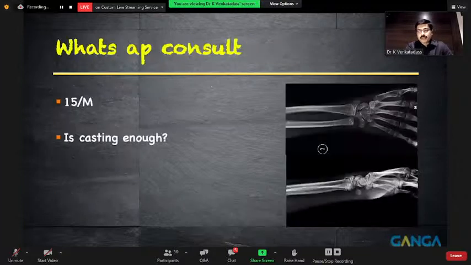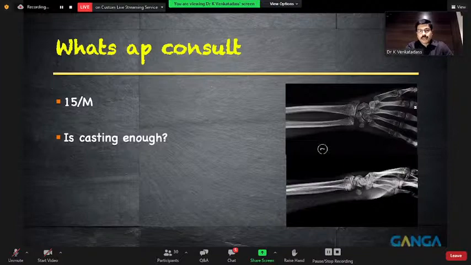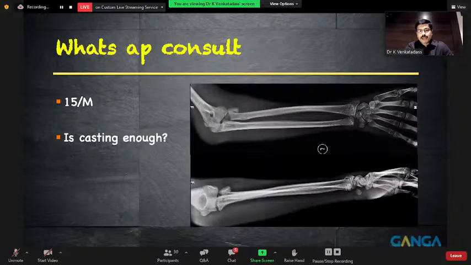And these days, WhatsApp consultation is not uncommon. This was sent to me by my friend who was practicing in a small town setup. He sent a 15-year-old boy with a forearm cast. So whenever you are busy, you tend to give an opinion based on this X-ray, but never give opinions based on one X-ray without seeing the proximal joint. And this patient had a proximal radial fracture.